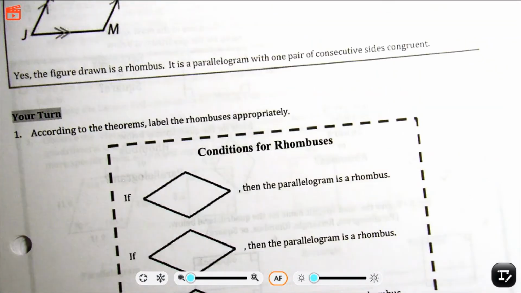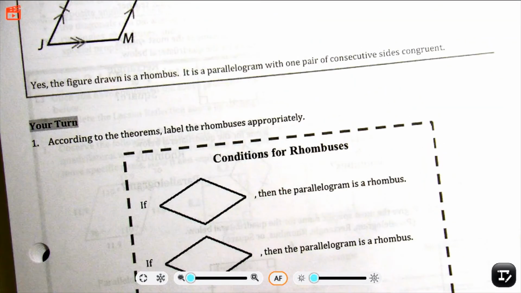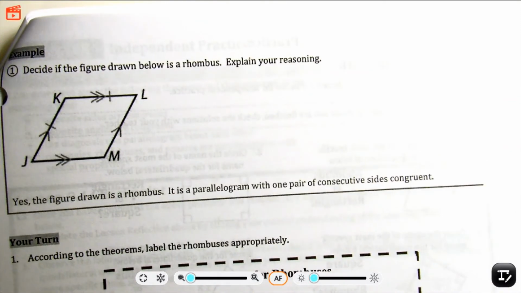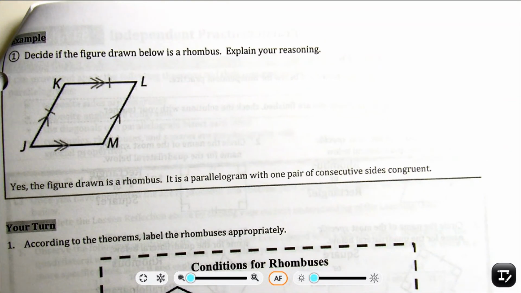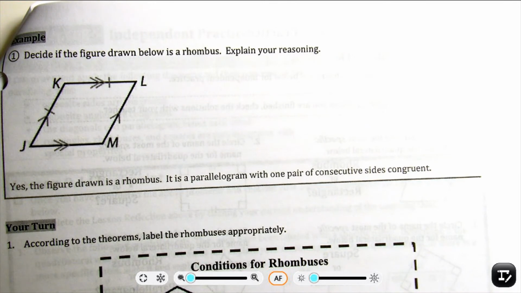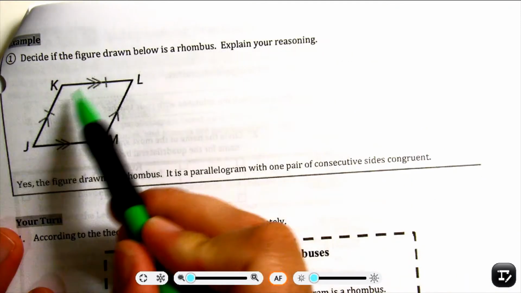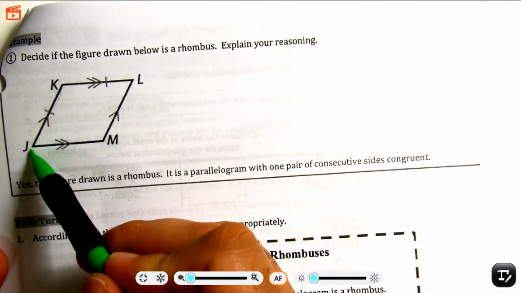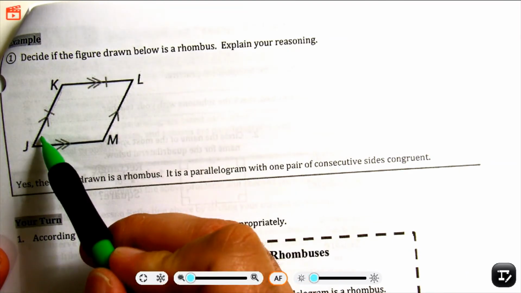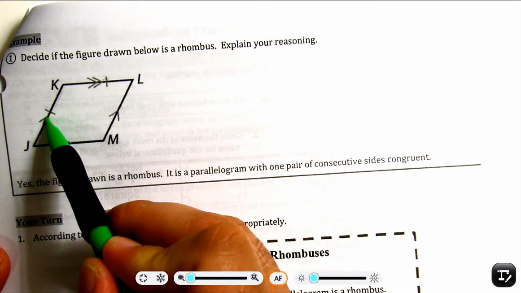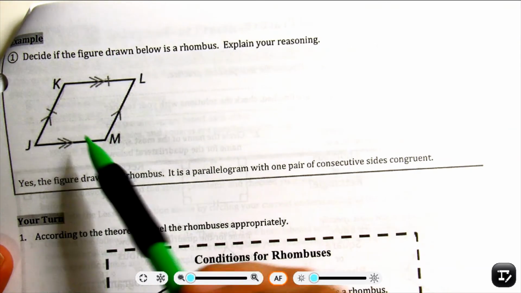Let's look at the first example. Decide if the figure drawn below is a rhombus. Explain your reasoning. Of those 3 conditions that we talked about, which condition is this figure talking about? If we look at the tick marks here, JK and KL are consecutive sides, and they're telling us that consecutive sides are congruent, meaning that this is a rhombus. Again, because consecutive sides are congruent.